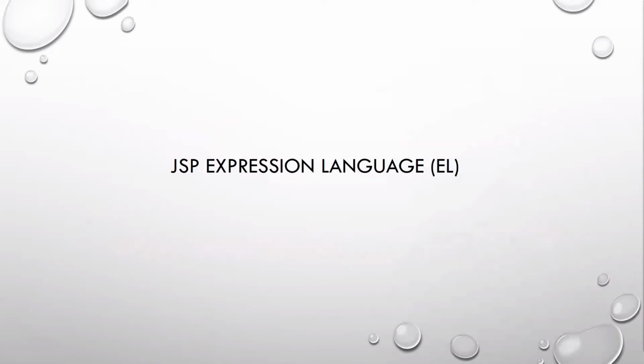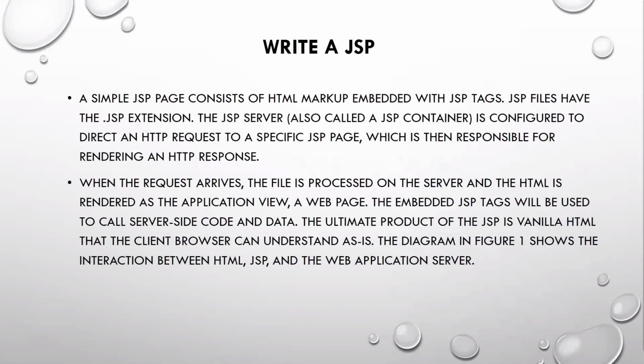Let's talk about JSP expression language. Write a JSP. A simple JSP page consists of HTML markup embedded with JSP tags. JSP files have the JSP extension. The JSP server is configured to direct an HTTP request to a specific JSP page, which is then responsible for rendering an HTTP response. When the request arrives, the file is processed on the server and the HTML is rendered as the application view, a web page.